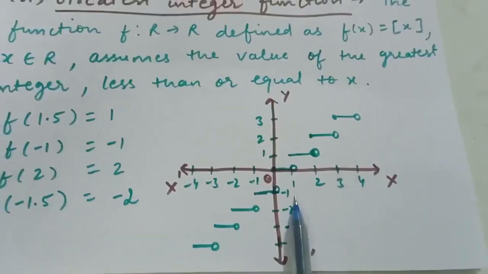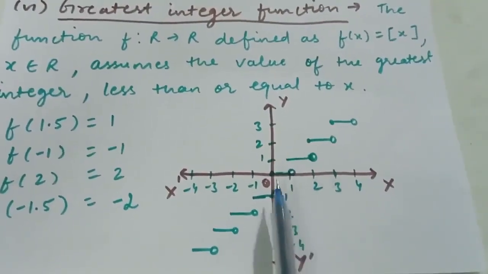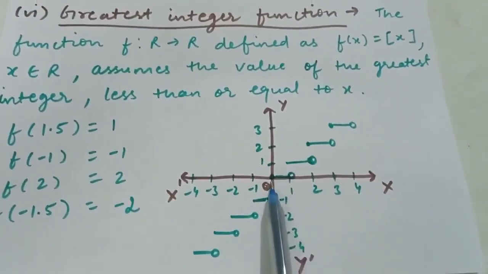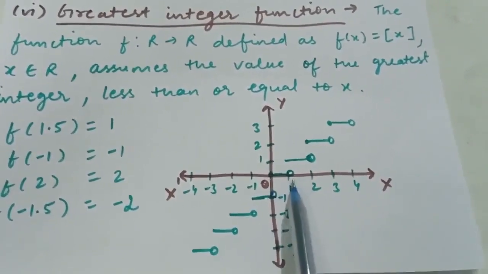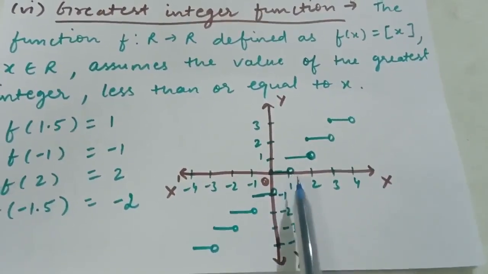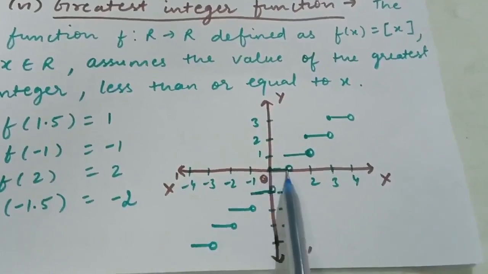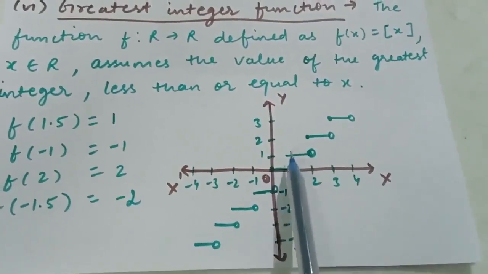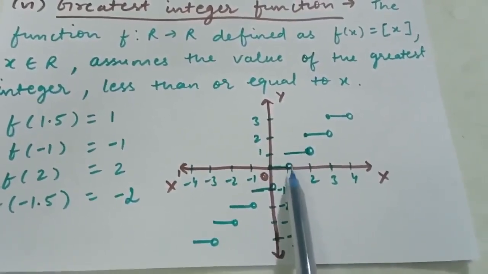So this is the graph of the greatest integer function, that is, the value from 0 to 1, not including 1 but very close to 1, will remain 0, because at 1 the value will be 1, so we will show an empty circle at 1.